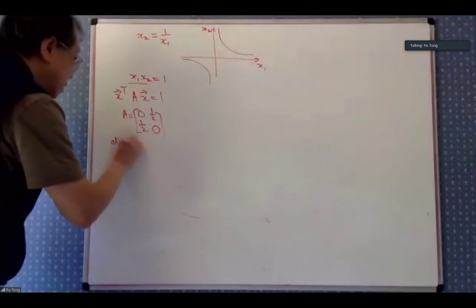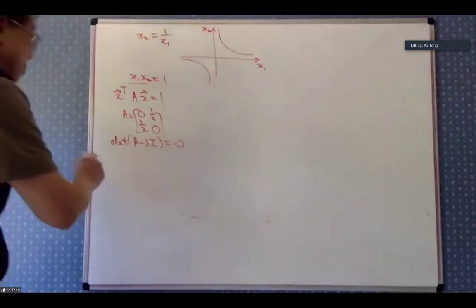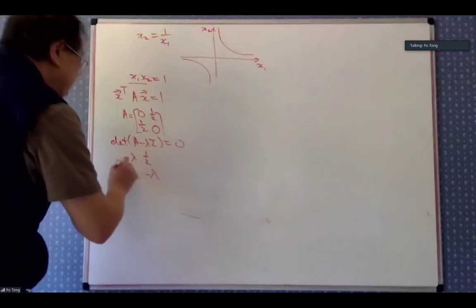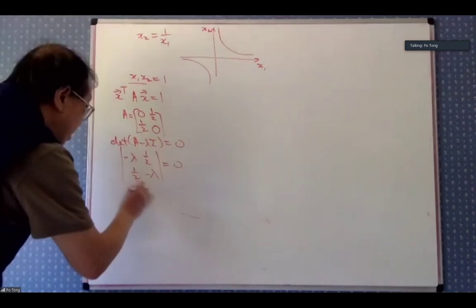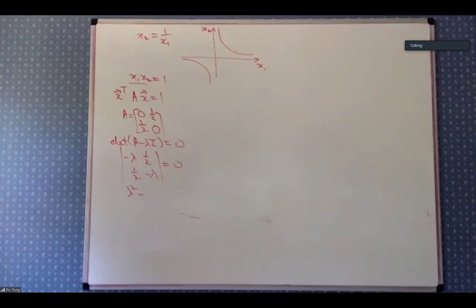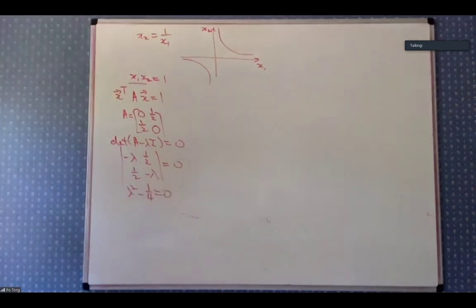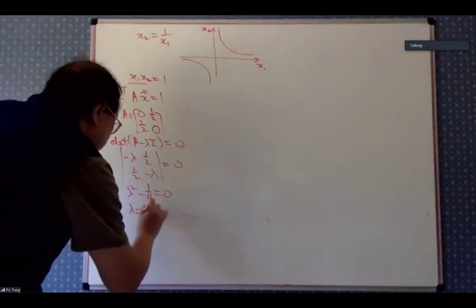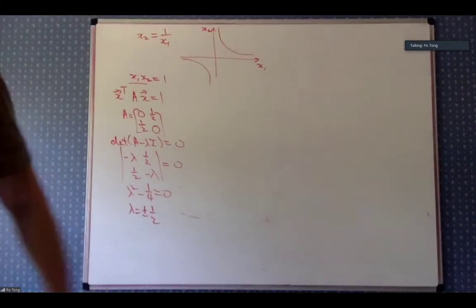Determinant of A minus lambda I equal to 0. Negative lambda, 1/2, 1/2, negative lambda. The determinant is lambda squared minus 1/4 equal to 0. Is that correct? I think that's correct. Lambda is equal to plus or minus 1/2.